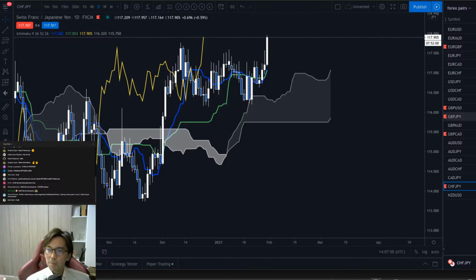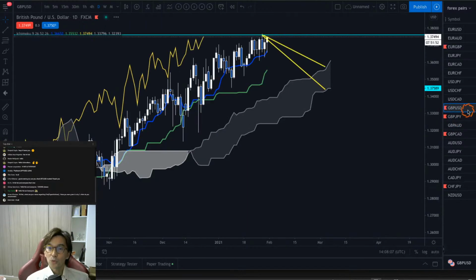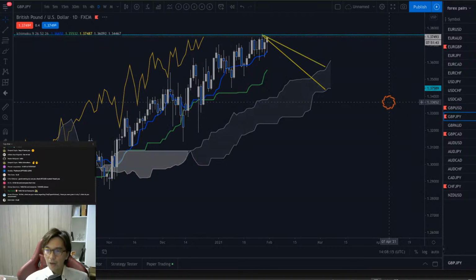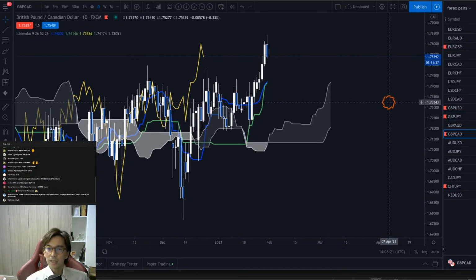So yeah, among these pairs at the moment, Euro Pound once again is downtrending. So this is a nice one, and also Pound USD is uptrending. It's almost breaking the previous high at the 1.3748 level. And Pound JPY is also growing upwards. And Pound CAD is also the uptrend. Today's a retracement, but overall this is uptrending.